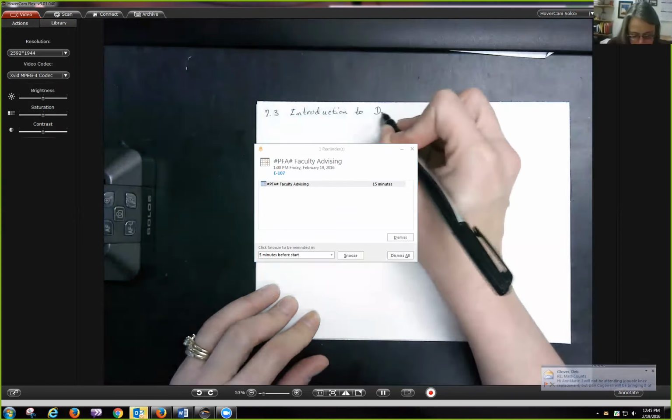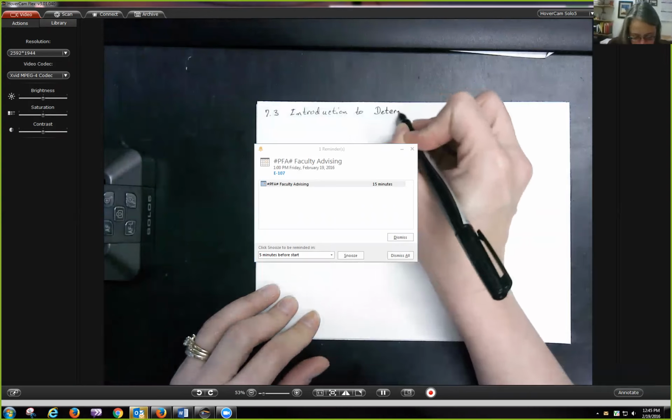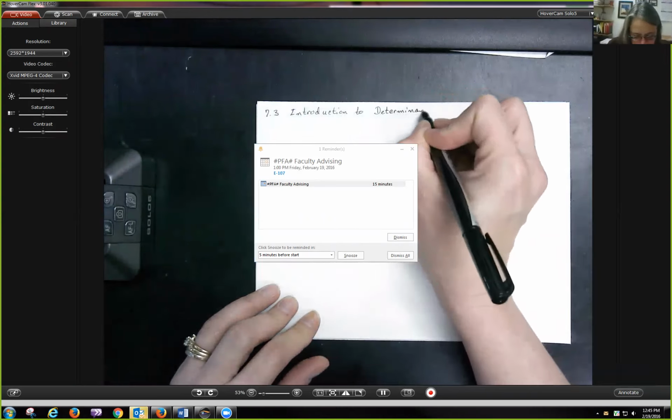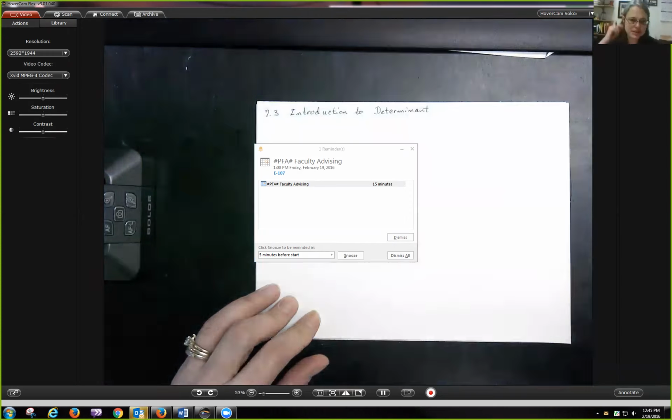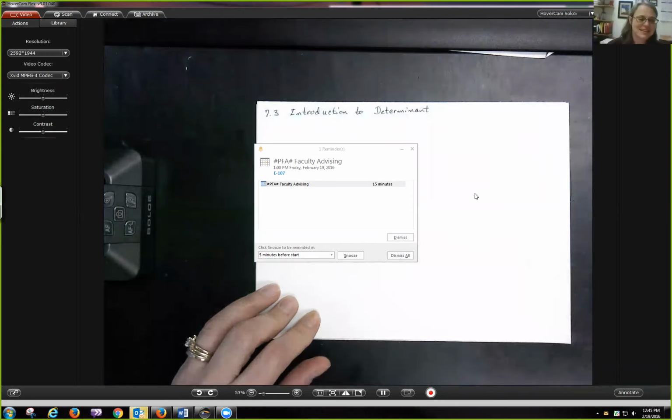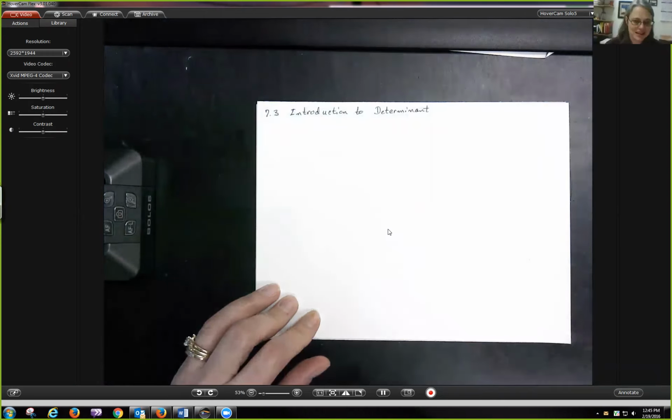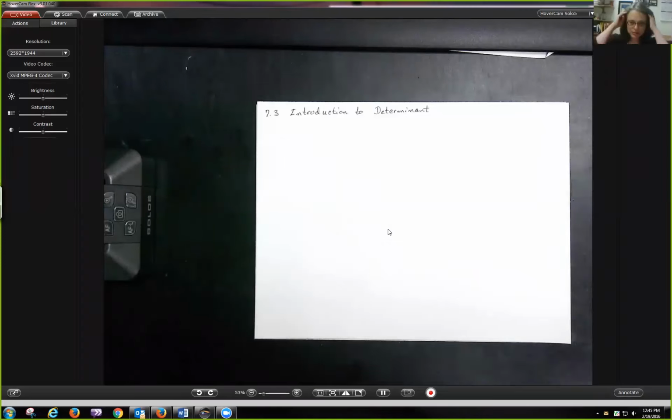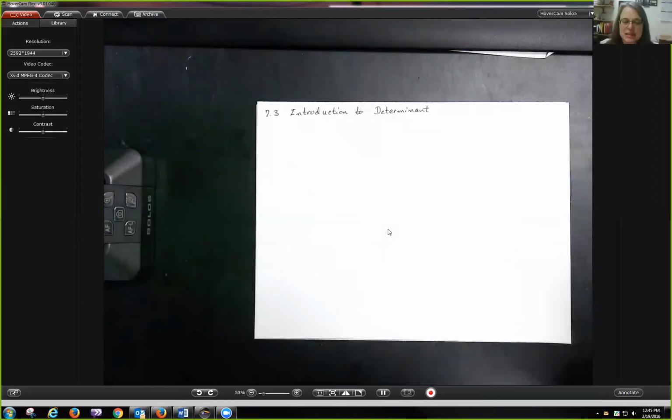Now, a determinant is likely a new word for most of you. So I want to take just a minute and explain to you what a determinant is. So what we're doing from this point on in this chapter and in this course is we're working with matrices. Now, matrices are just a way to organize information.